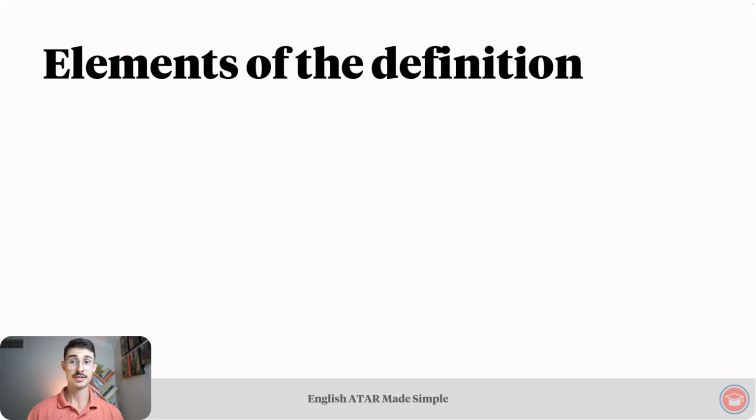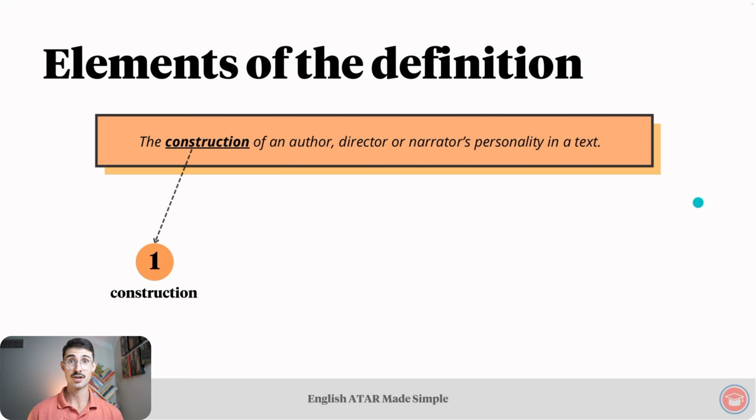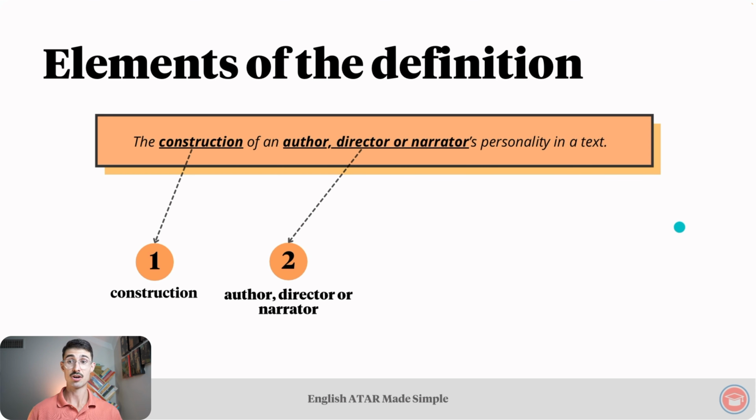We have 4 elements. The first one is the word construction, and that refers to concepts that influence the construction of voice. The next element refers to the 3 overarching types of voice, and they are authorial voice, the author's voice, directorial voice, the director's voice, and narratorial voice, the narrator's voice. In other words, the author's personality, the director's personality, or the narrator's personality.